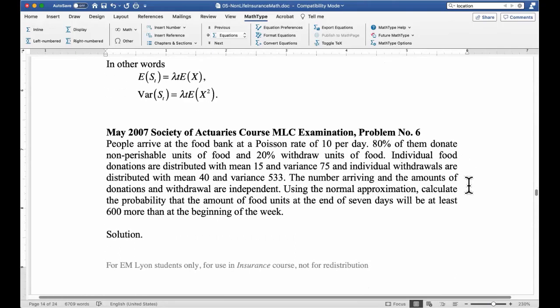Individual food donations are distributed with mean 15 and variance 75, and individual withdrawals are distributed with mean 40 and variance 533. The number arriving and the amounts of donations and withdrawals are independent. Using the normal approximation, calculate the probability that the amount of food units at the end of 7 days will be at least 600 more than at the beginning of the week.